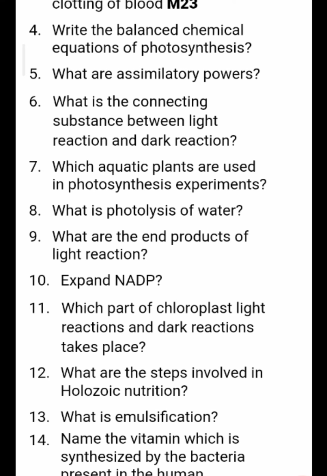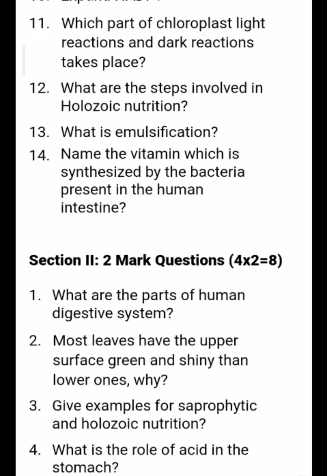Expand NADP. Which part of chloroplast do light reactions and dark reactions take place in? What are the steps involved in holozoic nutrition? What is emulsification? Name the vitamin which is synthesized by the bacteria present in the human intestine.